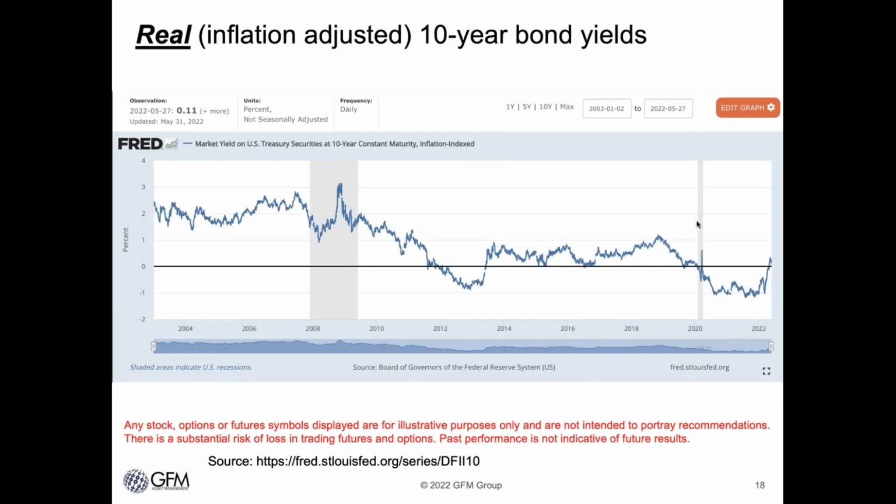Now, in terms of bond yields, earlier I mentioned nominal economic growth, and the yields that you're going to be trading are nominal bond yields. But many investors like to look at what are real bond yields. If I take that 2.8% 10-year yield and I subtract out the rate of inflation, what do I get?